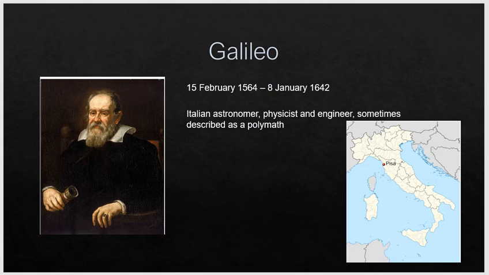Okay, so Galileo. This is a portrait of Galileo. Galileo existed and did his thing around 1564 to 1642. He was from Pisa, so he was an Italian astronomer, physicist, engineer, and sometimes described as a polymath. He was very gifted and very inquisitive, and he was interested in a lot of different areas and a lot of different topics. That got him into a little bit of bother during this particular time.